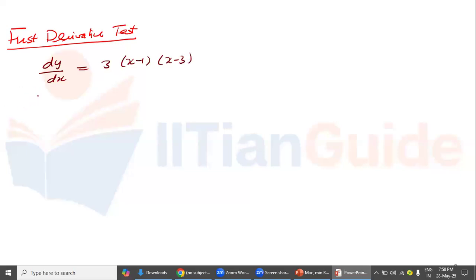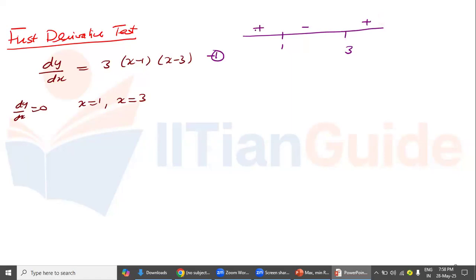I have got dy by dx to be 0 at x is equal to 1 and x is equal to 3. Now I need to find the sign of dy by dx. Okay, I am drawing a number line. Just wait. I have got 2 critical points, one is x is equal to 1 and one is x is equal to 3. If I put x to be greater than 3, this term is positive, overall I am getting a positive value. Now, if I put x to be between 1 and 3, I will get a negative value. Alternate plus minus, and here is plus.